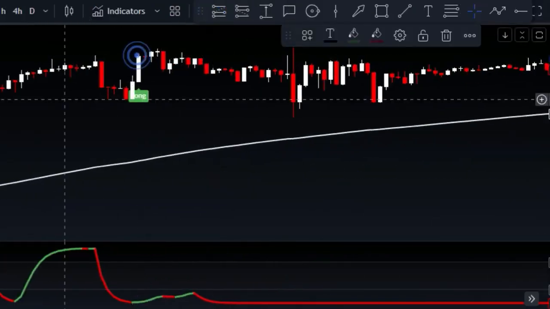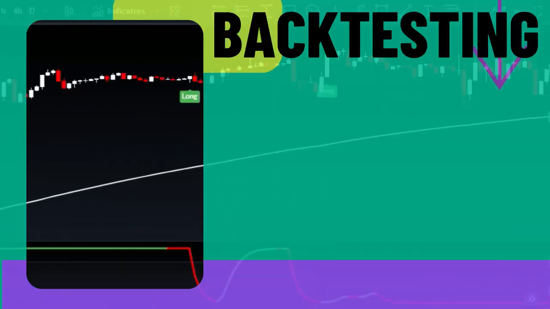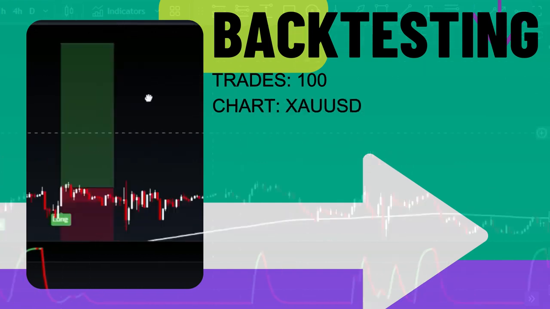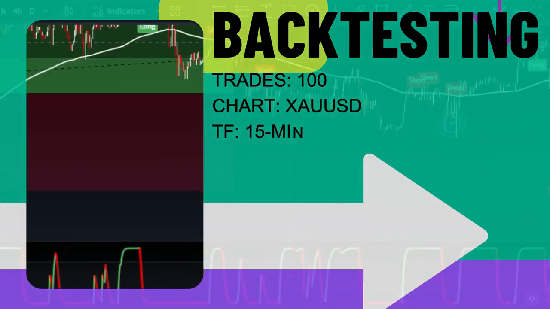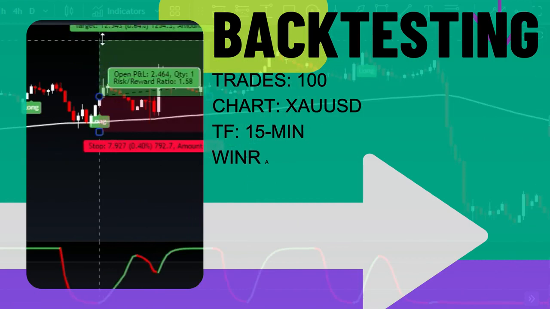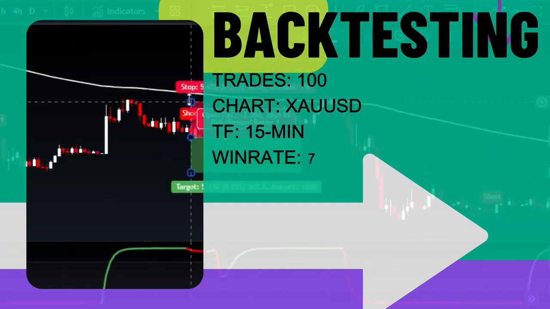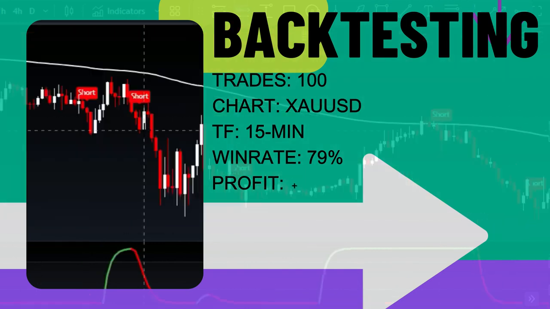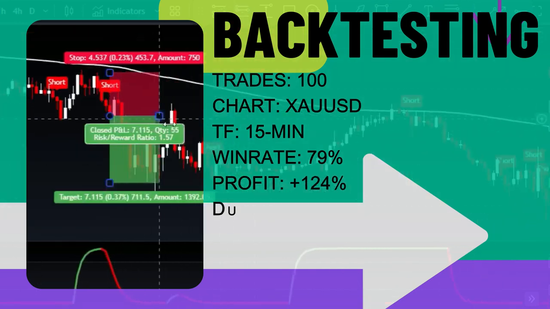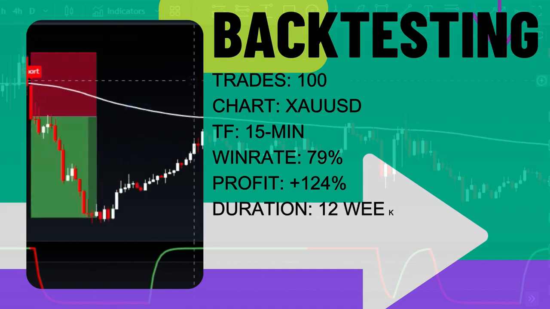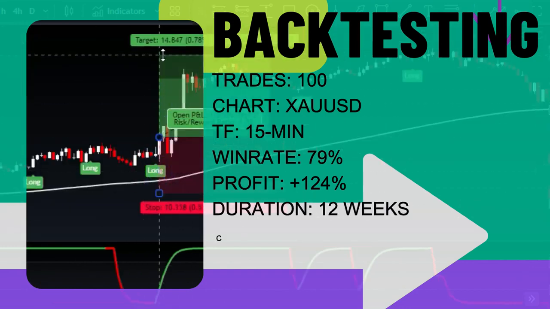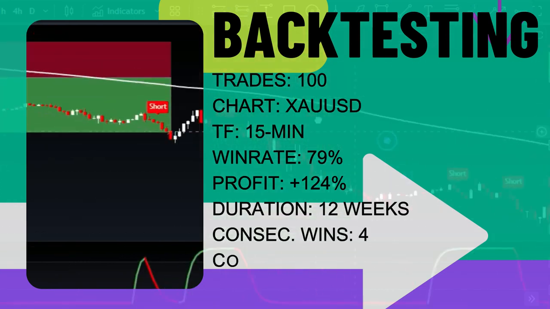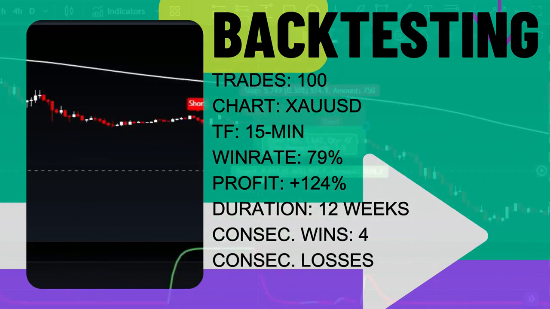Let's now move on to running a backtest. We executed a backtest involving 100 trades on the gold chart utilizing a 15-minute time frame. In this backtest, the win rate for the strategy stood at 79%, allowing us to secure a substantial 124% profit over a span of 12 weeks. Throughout these 100 trades, we witnessed a streak of 4 consecutive wins compared to 2 consecutive losses.